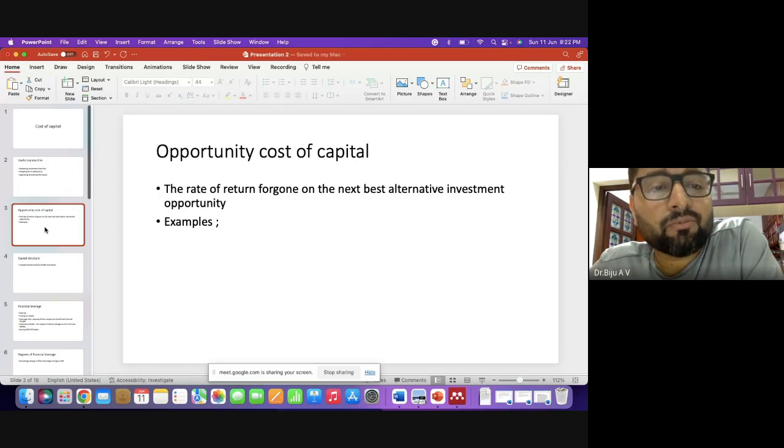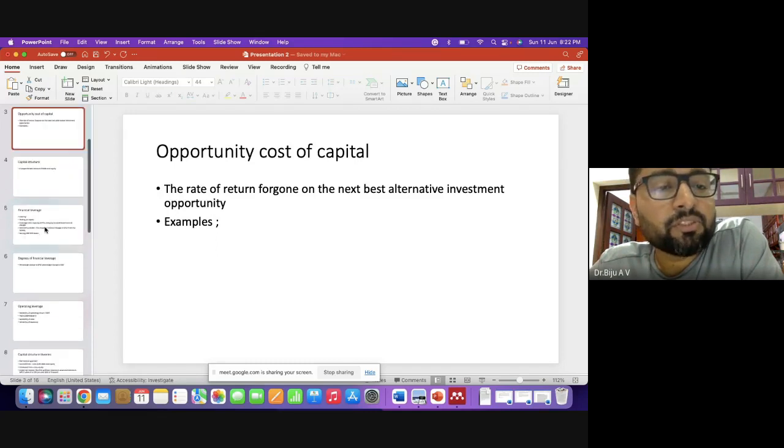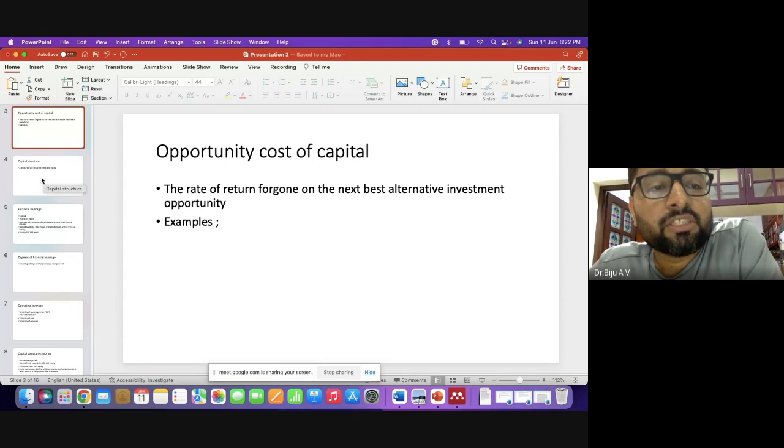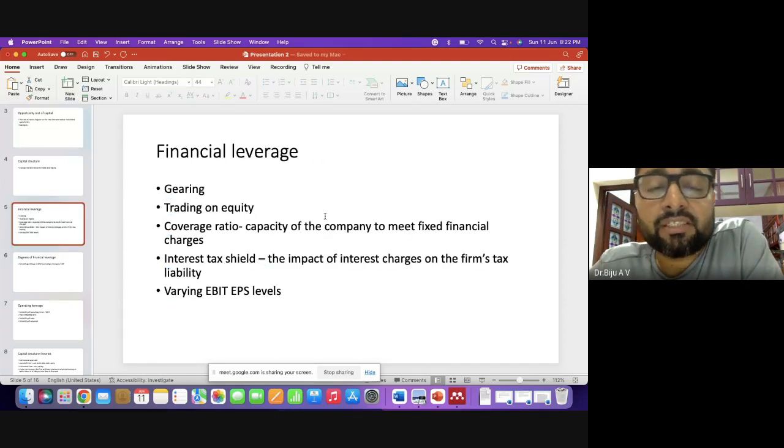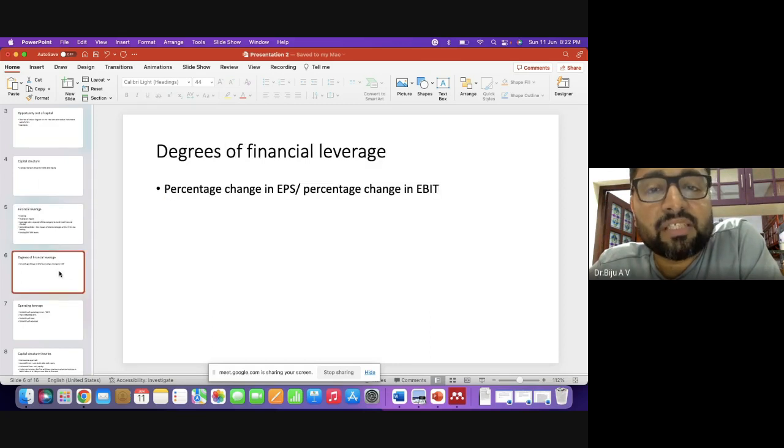So opportunity cost of capital is significant. You just note down the points: opportunity cost of capital and financial leverage. Financial leverage means the company is gearing. Gearing means the company is in high gear or low gear. High gear means they are using more debt. If they are using less debt, we can call it low gear. So there are degrees of financial leverage. You just go through this lesson.